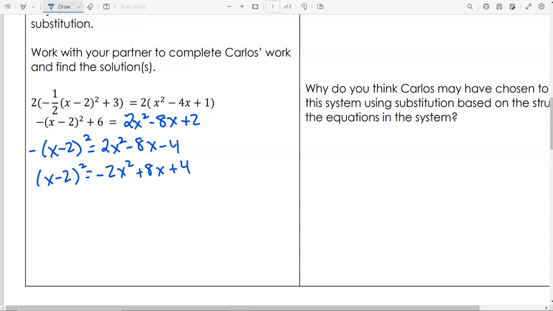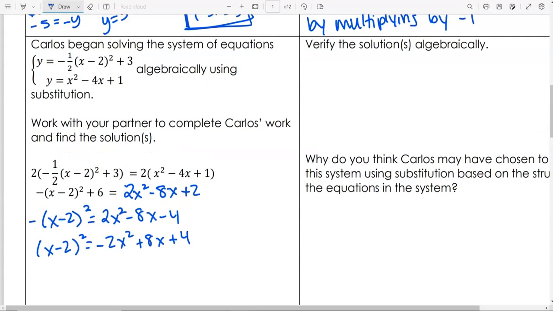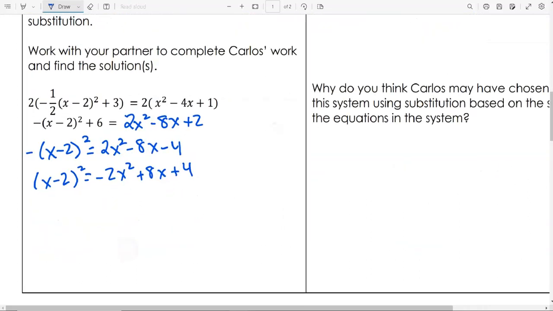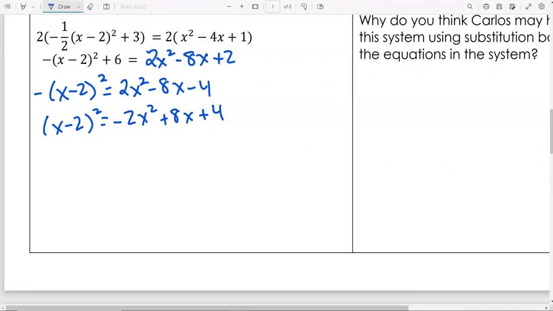And now we will have to FOIL. The reason why this one has all the fun is because one of the quadratics was written in vertex form and the other was in standard form. So that's why we got some extra fun math to do on this one. So this becomes x minus 2 times x minus 2, which will give me x squared minus 4x and then plus 4.